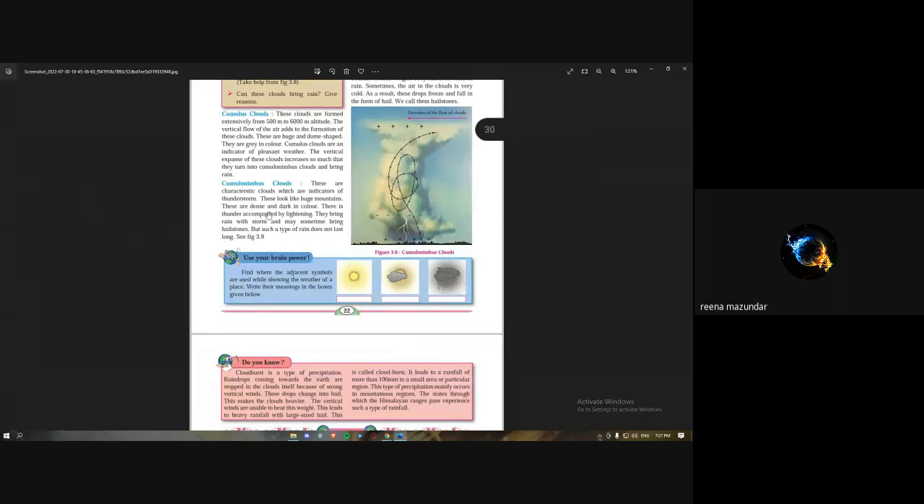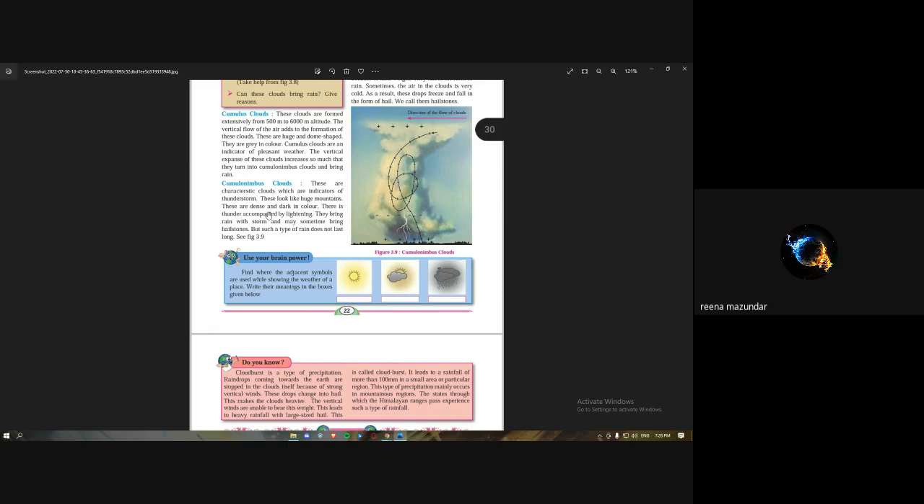Cumulonimbus. You have to read the word like that. CU, MU, LO, NIMBUS. Cumulonimbus. The word is very big.